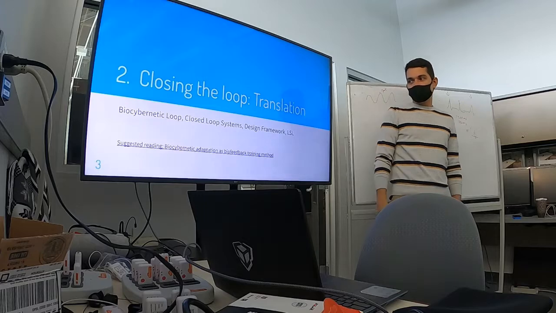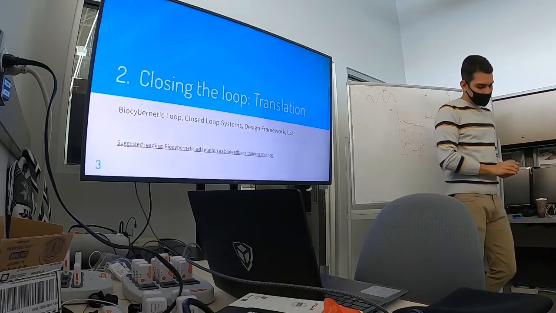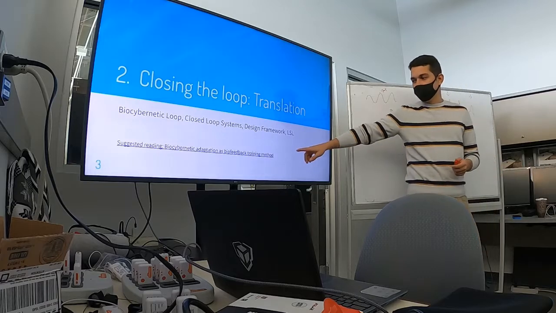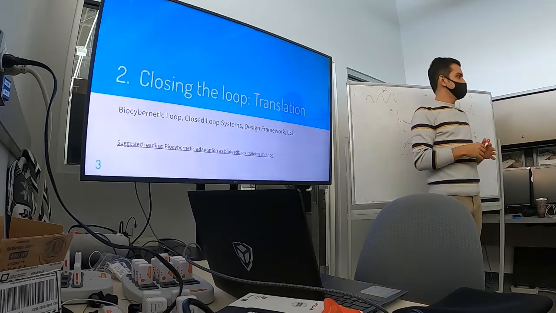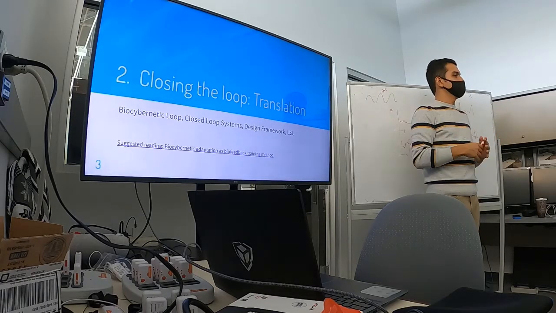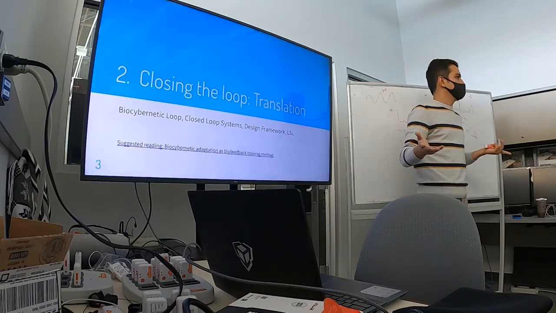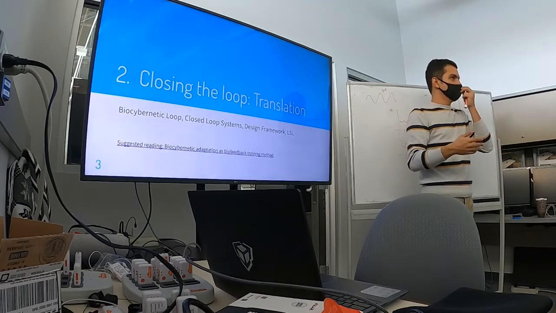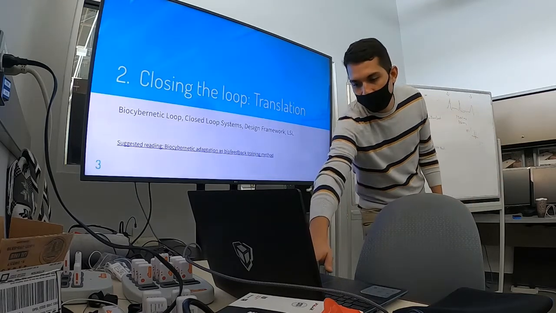This is the suggested reading. It's basically a paper by some guys at NASA who were summarizing a lot of the efforts they were making towards creating closed loop systems using physiological signals. So the reading is mostly giving you examples of how to use this, what features they were using, and what applications they built.